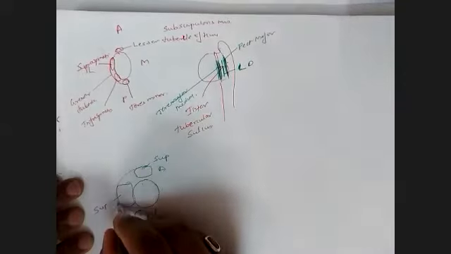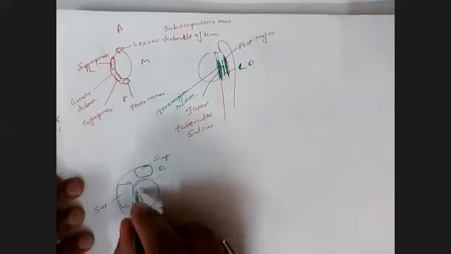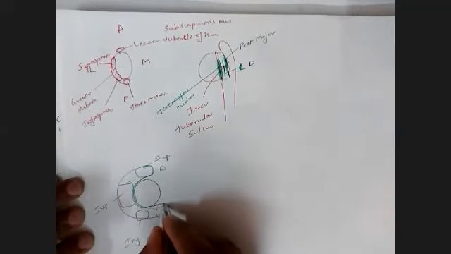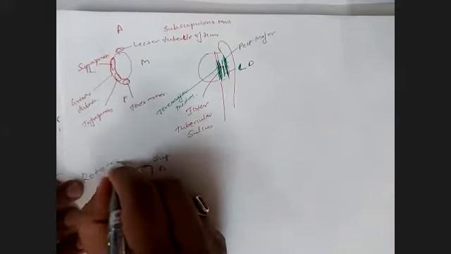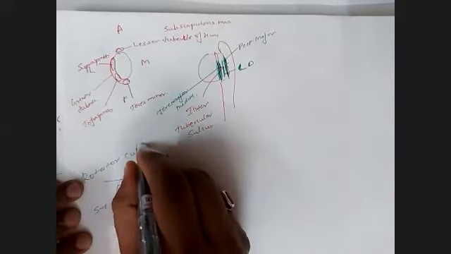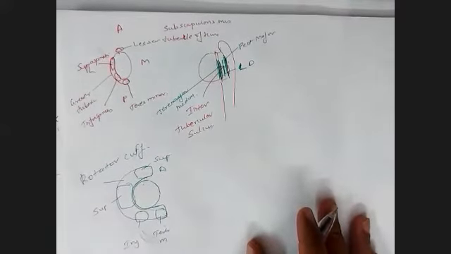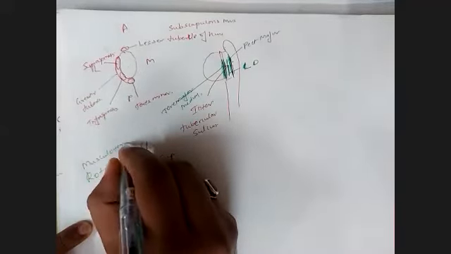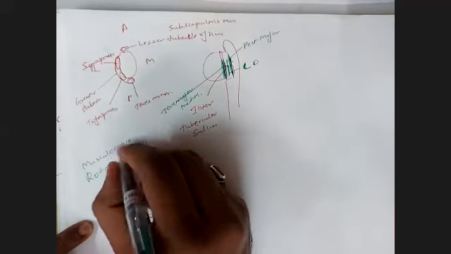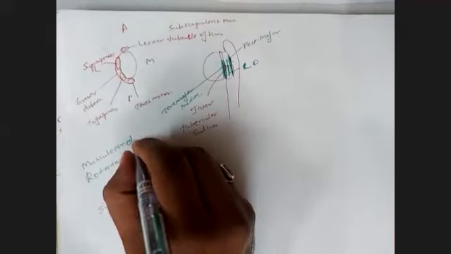So they blend with the capsule of the shoulder joint to form what is called the rotator cuff, or musculotendinous cuff.